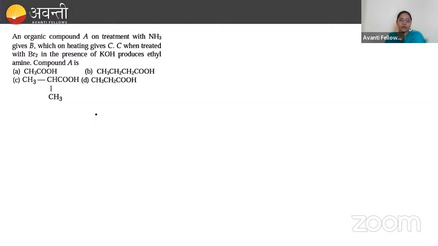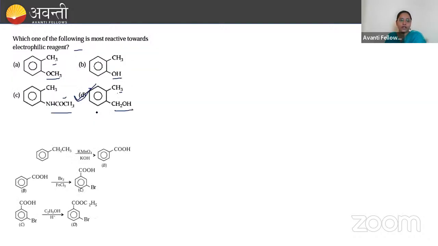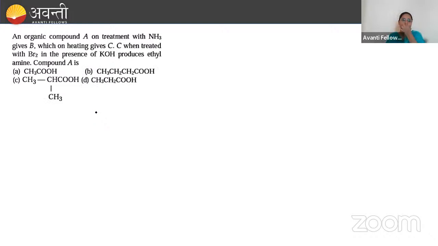Okay, next problem. An organic compound A on treatment with ammonia gives B, which on heating gives C. C when treated with Br2 in the presence of KOH produces ethylamine. So here we have given the conversion reaction. Organic compound A on treatment with NH3 gives B. B on heating gives C.